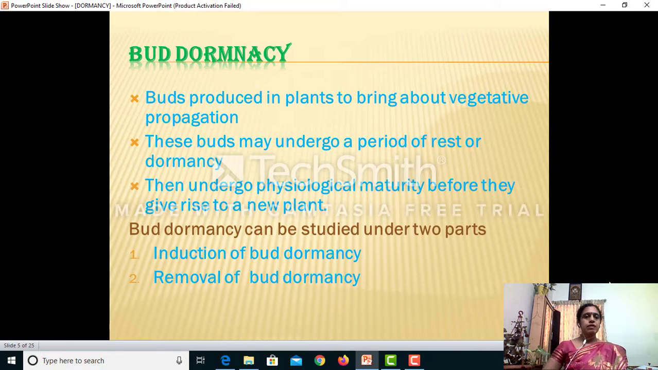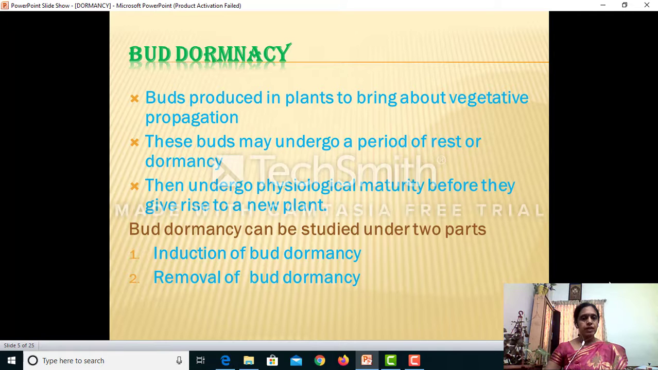First, let us consider bud dormancy. Buds are produced in plants to bring about vegetative propagation. That is, the buds are very important from the point of view of propagation of plants, and these buds help in the multiplication of those plants where seed propagation is difficult. These buds may undergo a period of rest or dormancy, then undergo some physiological maturity before they grow into a new plant.